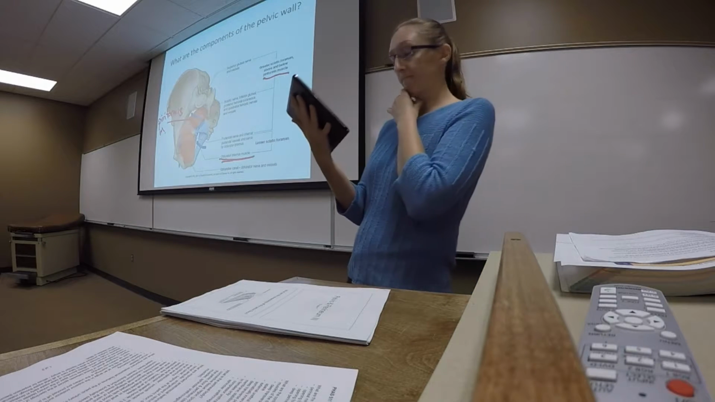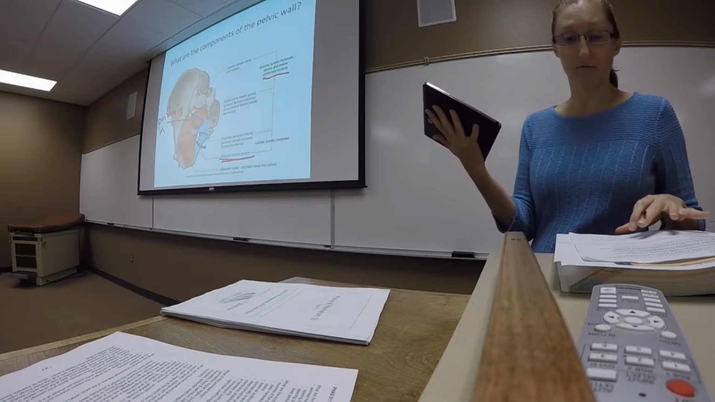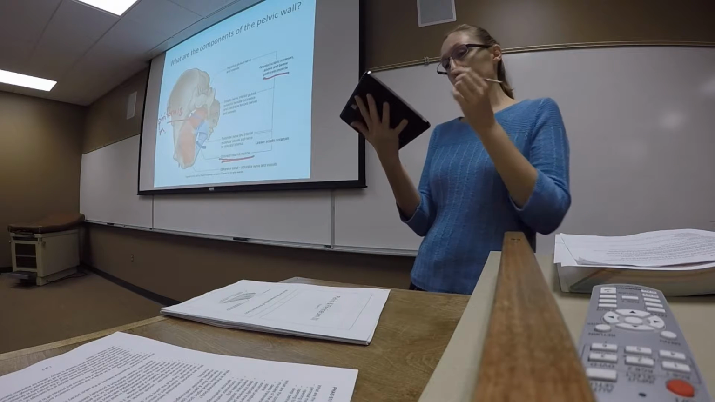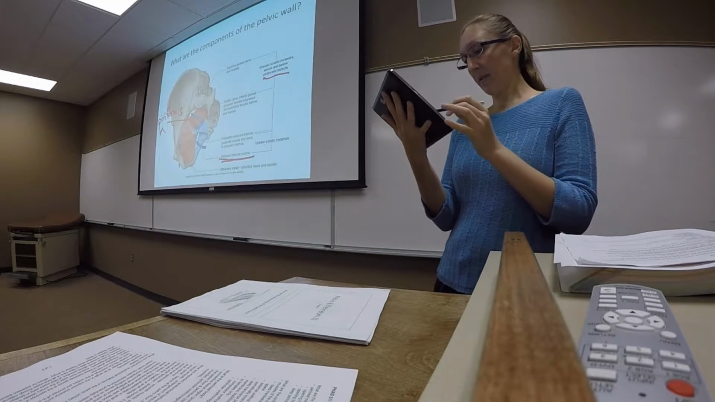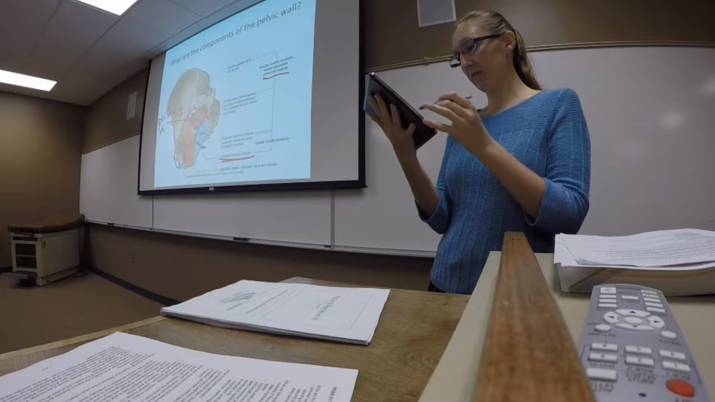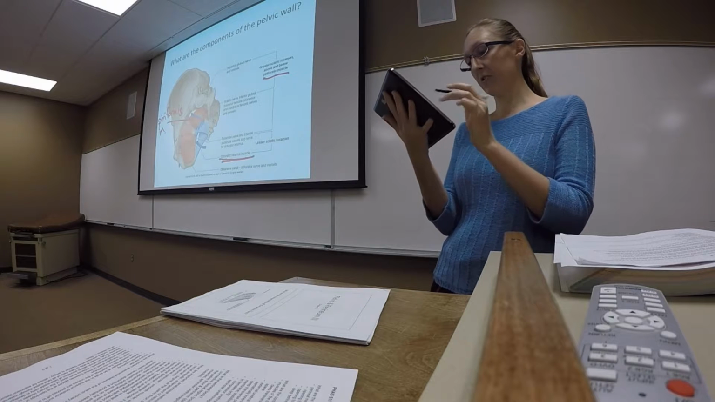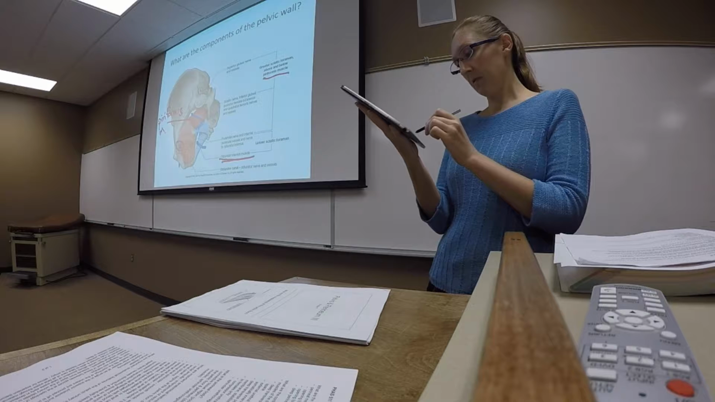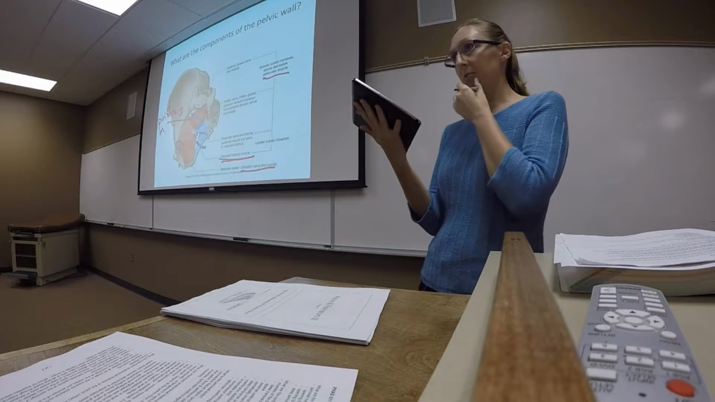So that's the major components of the pelvic wall. This diagram, I'd like you to just be beginning to get familiar with all of the different structures that pass through the apertures. So we've got the obturator canal here, where we have the obturator nerve and vessels moving through.